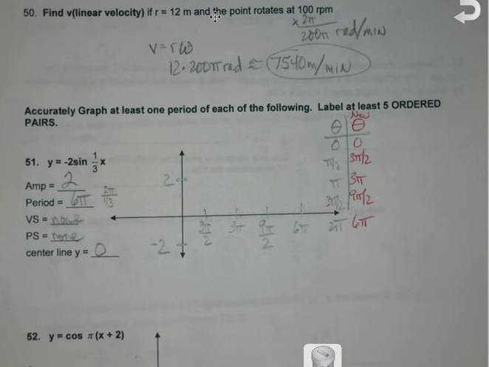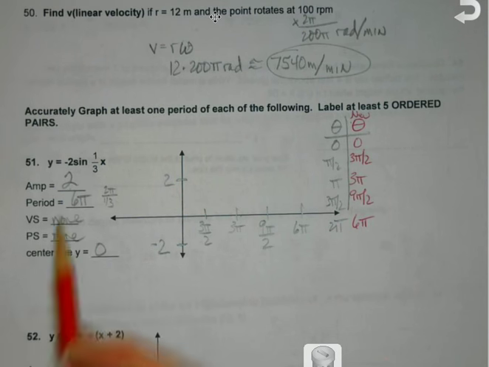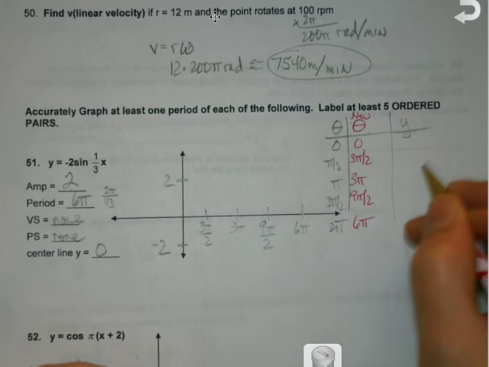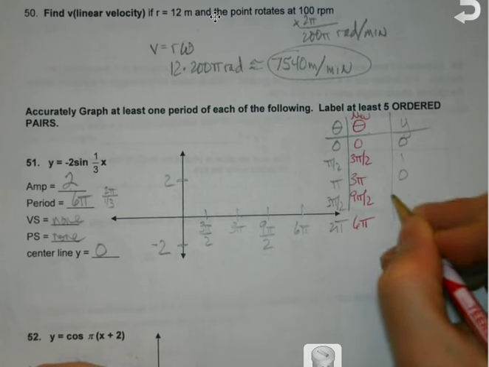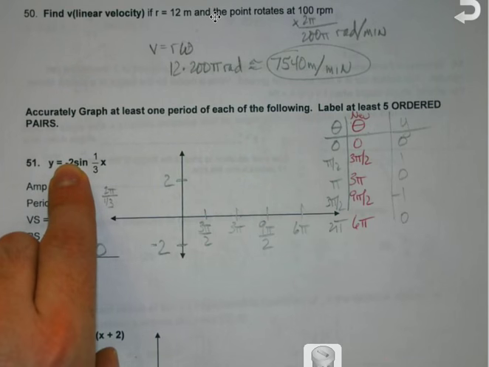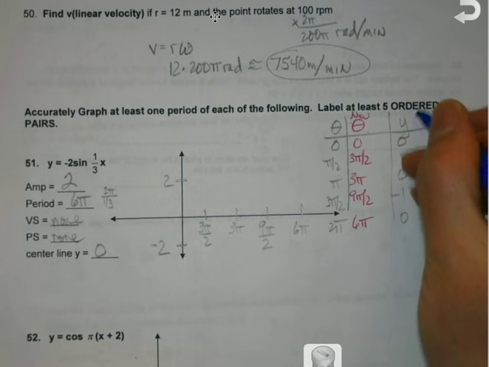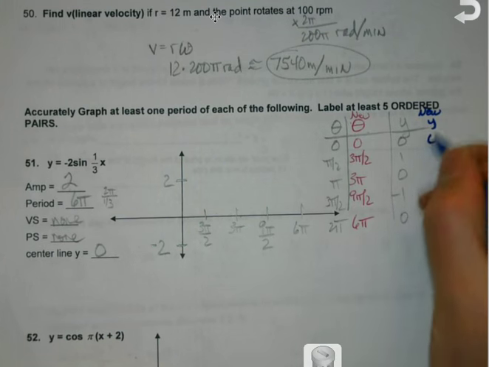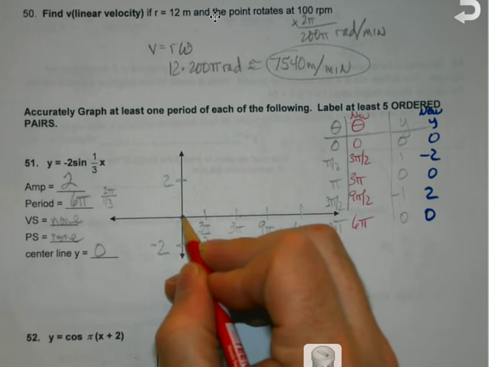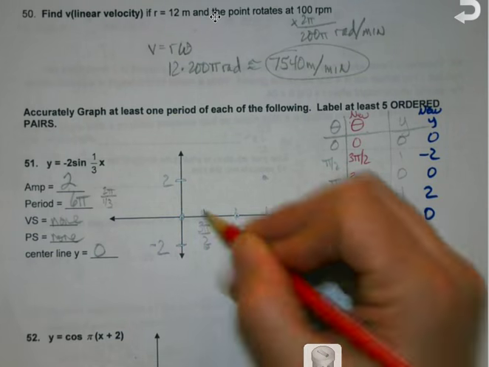And then 0 will be my 5th. My amplitude just means I'm going to take my prototypical values that I would have had for y here, which for sine are 0, 1, 0, -1, 0, and multiply them by, be careful, I know the amplitude's 2, but multiply them by -2. So my new y would be 0, -2, 0, 2, 0.